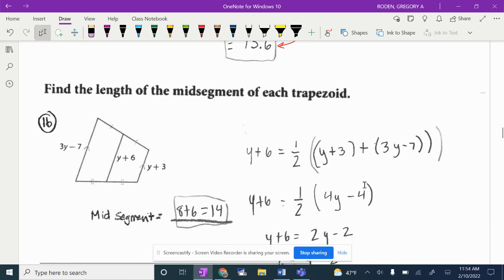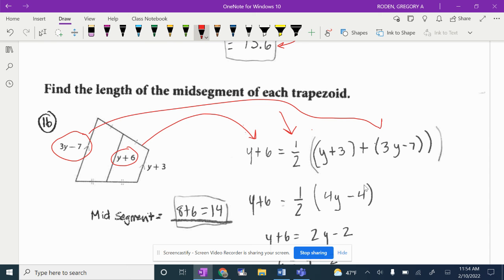All right, next one. Okay, so this one's a little more challenging because it is also a mid-segment. So we know the mid-segment right here is equal to 1/2 the addition of the two bases. So we're going to add this base here and this base here, right there. So we have to add those two bases up, divide them by 2, and that's going to equal the mid-segment.